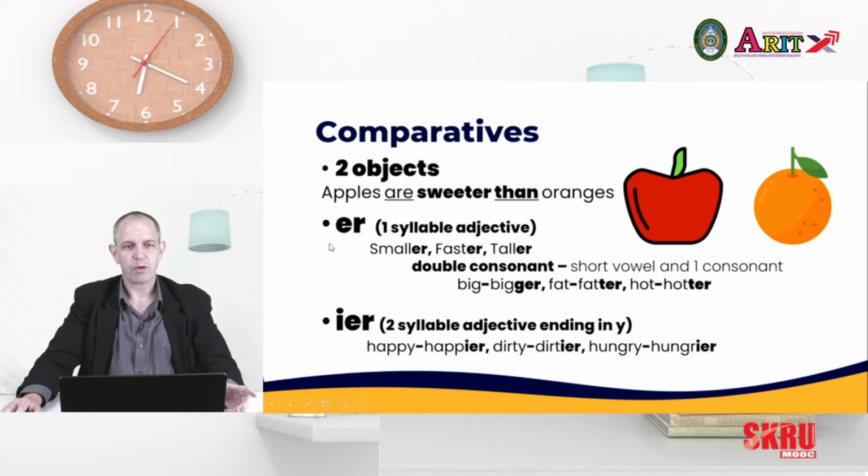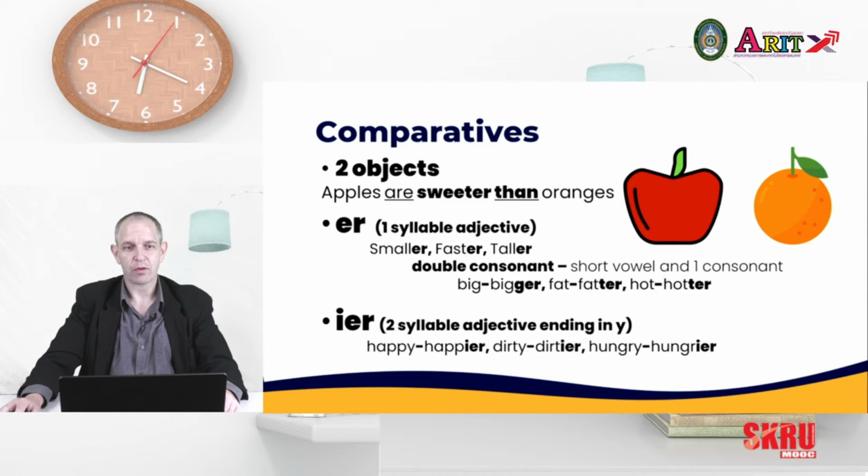Now, how do we make comparative adjectives? Well, the one rule is we use er with an adjective that is one syllable. In case you forgot what a syllable is, the syllable is the vowel sound you'll have in a word. So for example, in sweet, there's only one vowel sound. In small, the a in small, that's the only one. Fast and tall, only one vowel sound in each of them. So we add er at the end.